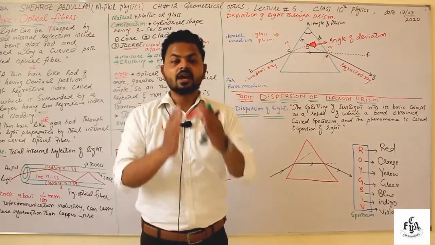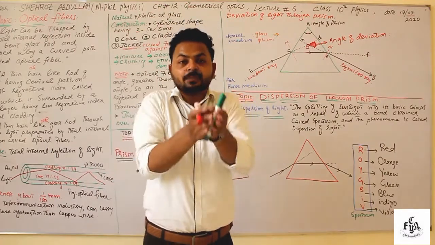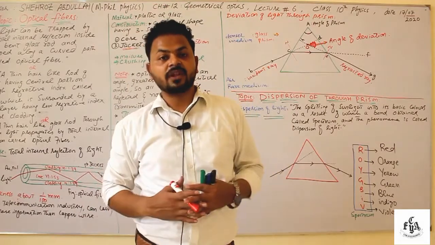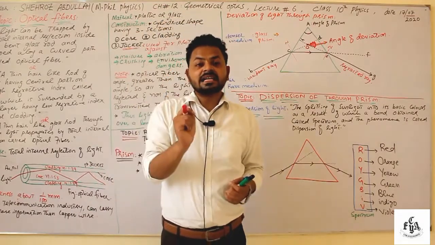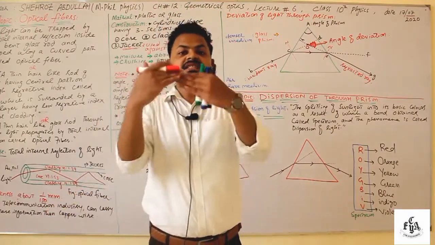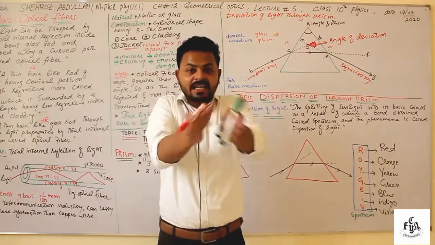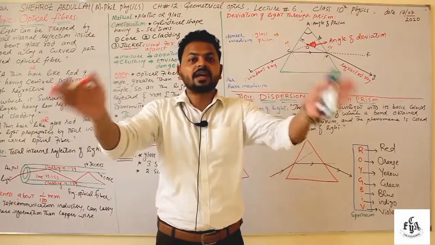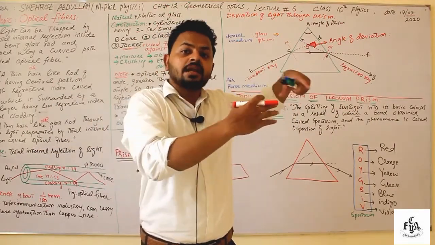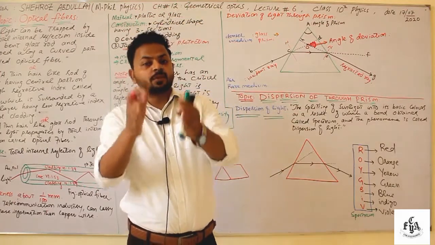Dispersion of light means when a light ray falls on a certain material, on a certain medium, and splits into some basic colors. This is known as what? Dispersion of light. You know, sunlight is made up of 7 colors. When sunlight falls on a prism, what does it do? It splits up into the 7 basic colors of which sunlight is actually made. This phenomenon is known as dispersion of light.